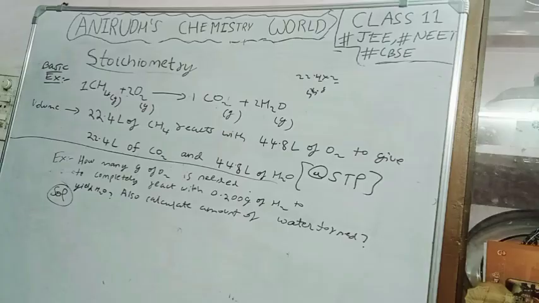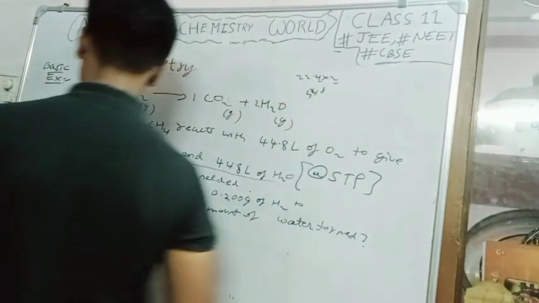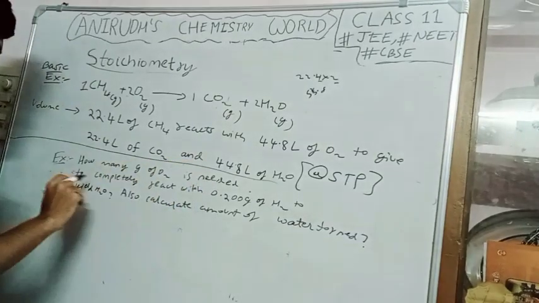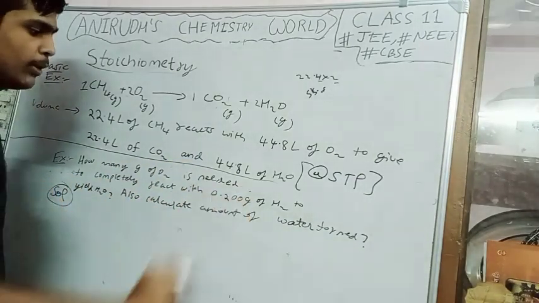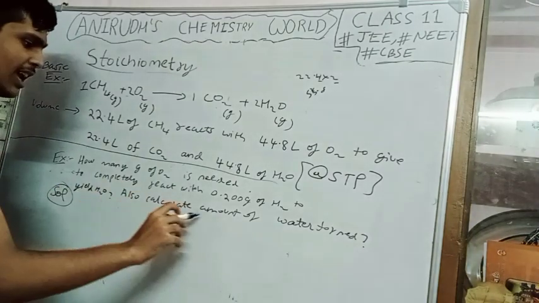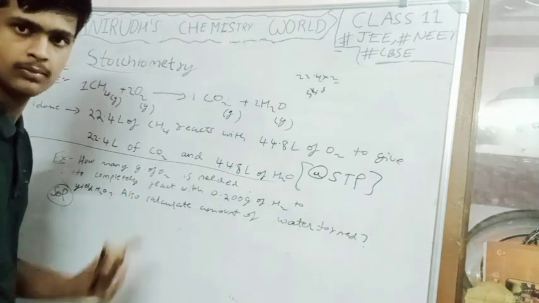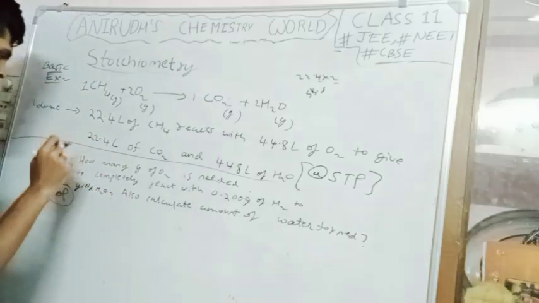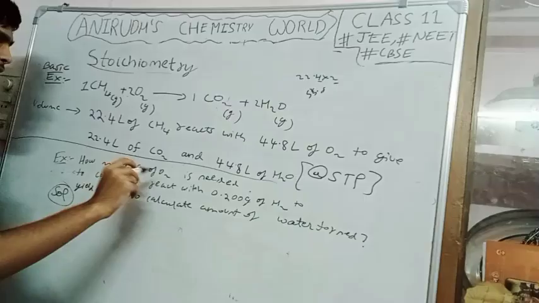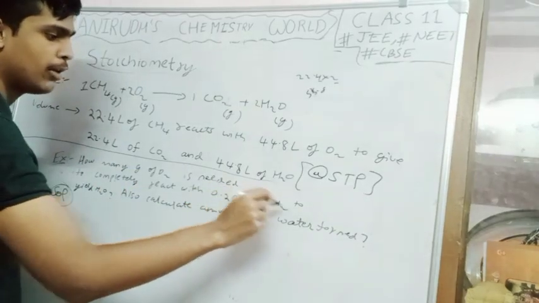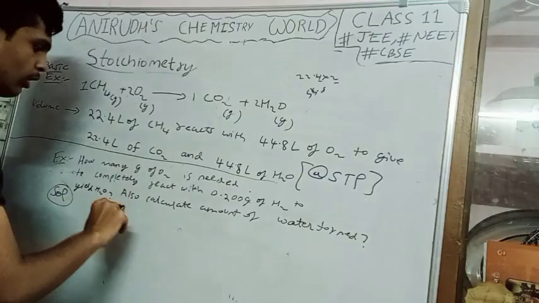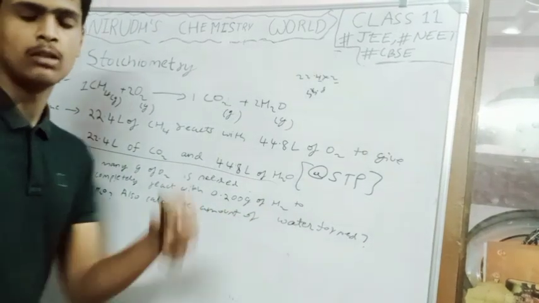Now let us see one question. How many grams of O2 is needed to completely react with 0.200 gram of H2 to yield water, H2O? Also calculate the amount of water formed. Let us read it again. How many grams of O2, oxygen, is needed to completely react with 0.200 gram of H2 to yield water, H2O? Also calculate the amount of water formed.